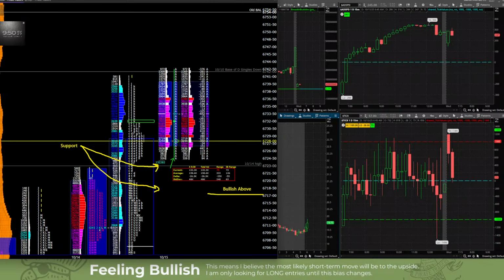Okay, so far we are getting buyers. We're getting that little bounce on the ticks. Still need to fill the gap, but that is a bullish first sign.